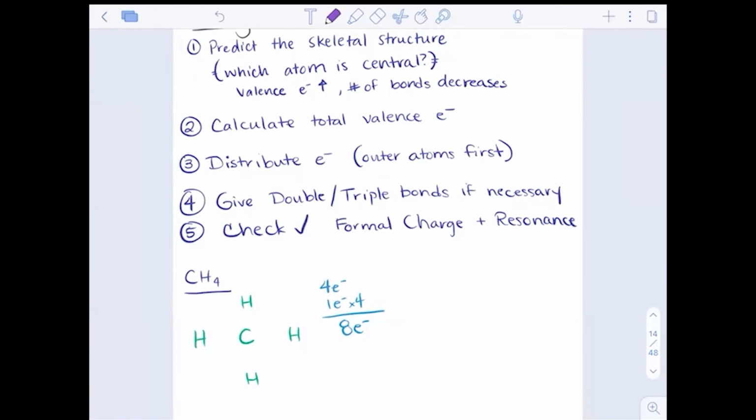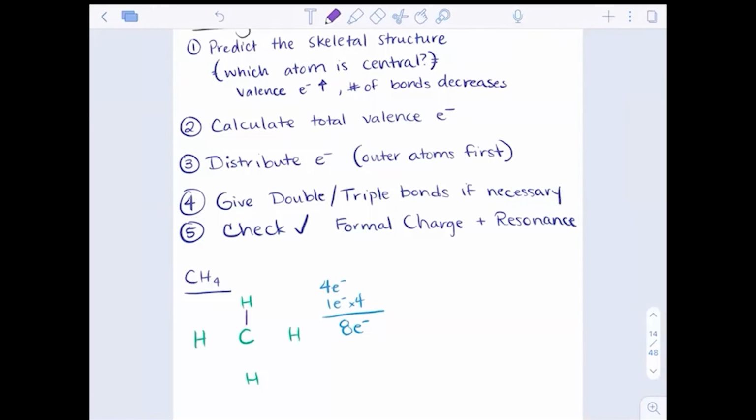Now when we distribute, we want to do 2 electrons at a time. The reason for that is because electrons pair themselves, 1 from each atom. Now what Lewis did was he understood, yes, I'm grouping all of these 8 electrons together, but when I distribute them as pairs, that really understands the idea that 1 electron from each atom is coming together to be shared.